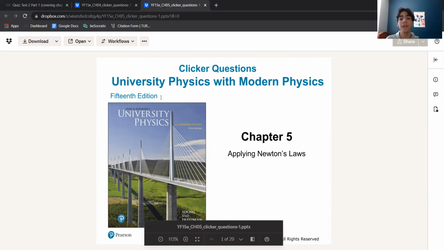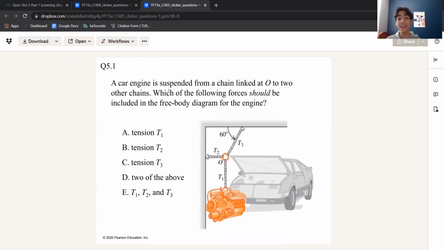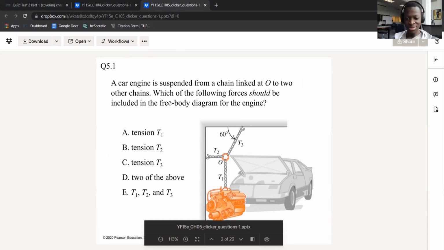All right, perfect. Gotcha. Now we're looking at chapter 5.1. Ooh, this is a diagram we saw in the example. Yeah, this was the harder one. I remember this one. All right, so I'll read it out loud. A car engine is suspended from a chain linked by a ring to 2 other chains. Which of the following forces should be included in the free body diagram for the engine?